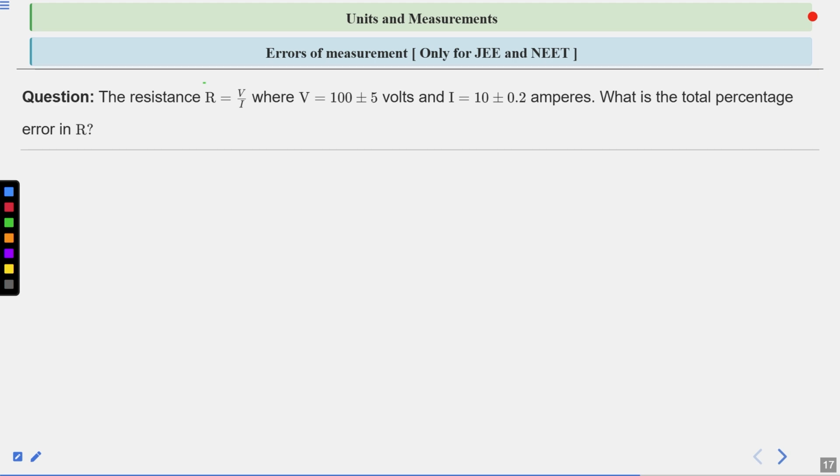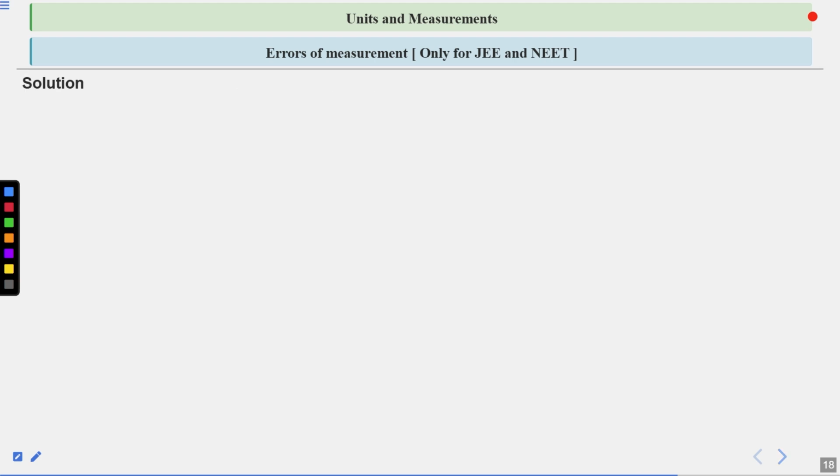The resistance R is equal to V divided by I, where V is equal to 100 ± 5 volts and I is equal to 10 ± 0.2 amperes. What is the total percentage error in R? So here you have to find out the total percentage error in R. Please solve this question. So, solution.